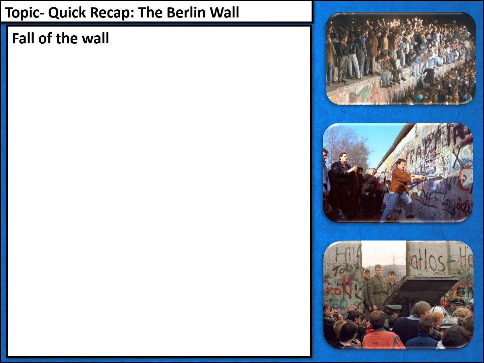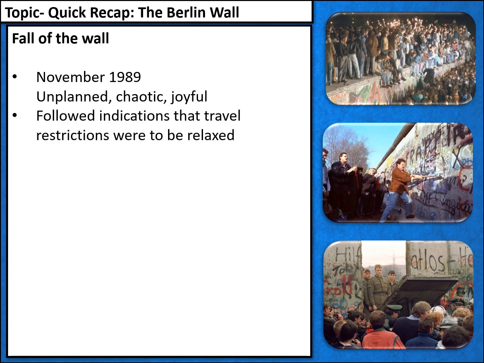So let's have a look at the fall of the wall in particular. That's the topic for our question. So the wall finally came down, or was breached, in November 1989. In historic scenes, tens of thousands of people simply forced the barriers open, crossed through the border or climbed on top of the wall. There were scenes of joyous celebration.